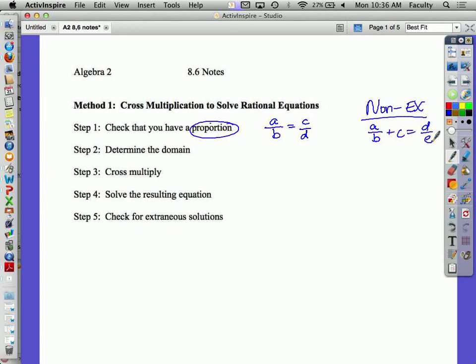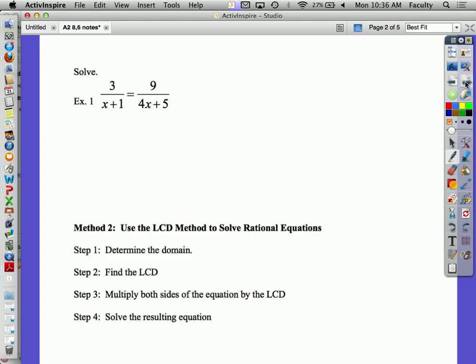Then step 2, determine the domain. To determine the domain, make sure you factor each denominator before you do the domain. You cross multiply, solve the resulting equation, and you check for extraneous solutions. So, in example 1, I have a proportion because I have one fraction equals one fraction. Step 2 says determine the domain.